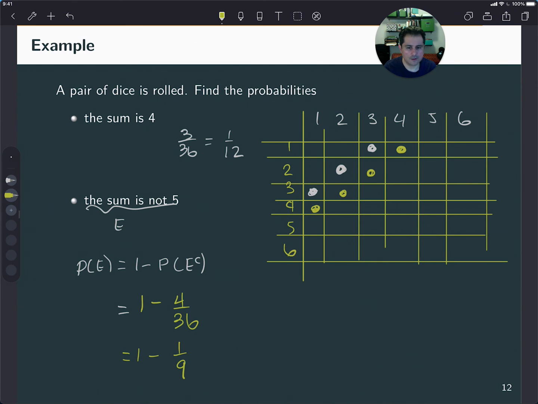So 4 times 1 and 9 times 4. So it's 10 minus 1. Sorry, 9. I don't know how to do math. So it's 9 minus 1, 8. So it's 8/9. So there's an 8/9 chance that you don't get a 5.